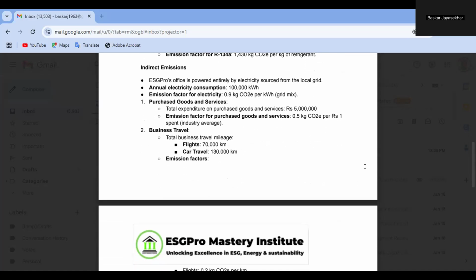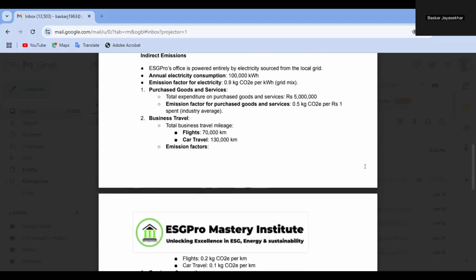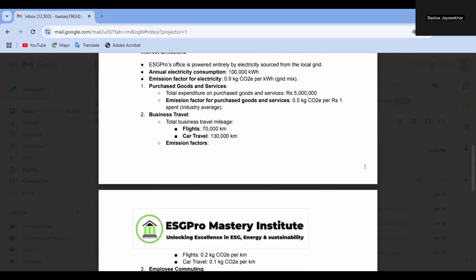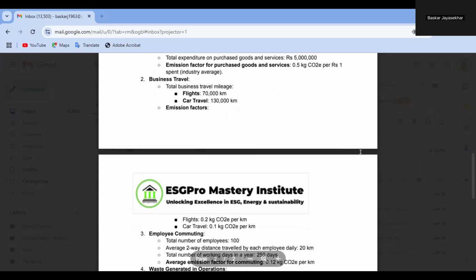Purchased goods and services. Total expenditure on purchased goods and services is about 5,000. The emission factor for purchased goods and services is 0.5 kg CO2 equivalent per rupee spent, industry average it is.